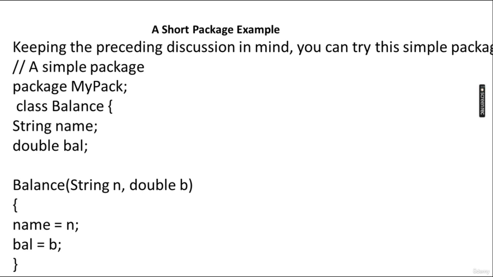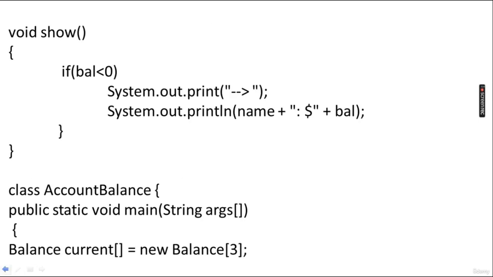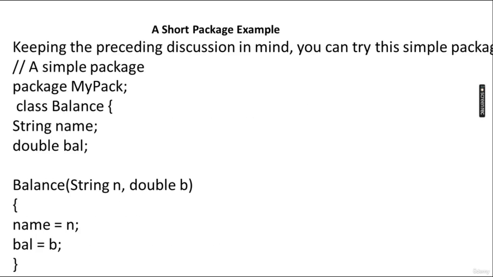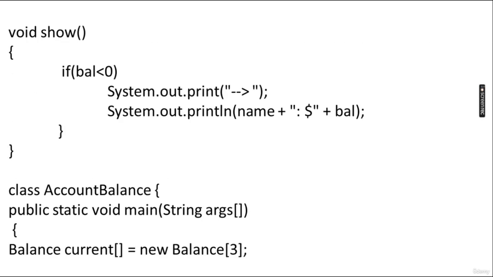Keeping the preceding discussion in mind, you can try this example. Package mypack, this is the first line and must be the first line. Then class Balance, which has two variables, String name and double balance. Then a parameterized constructor Balance, String n, double b. Then name is equal to n, balance is equal to b. These are initializing name to variable n and balance to variable b. Then a void show method: if balance is less than 0, the display is name, dollar, balance.